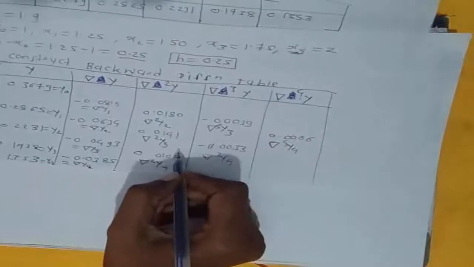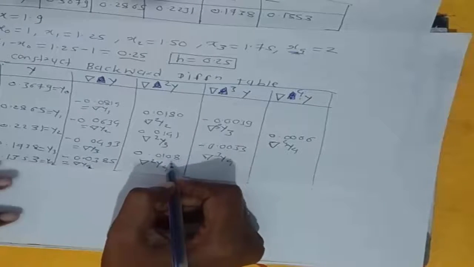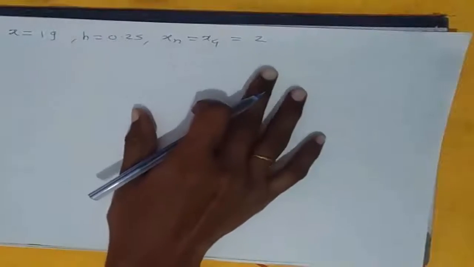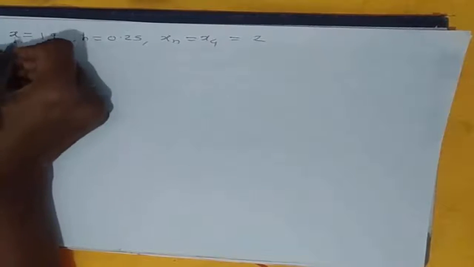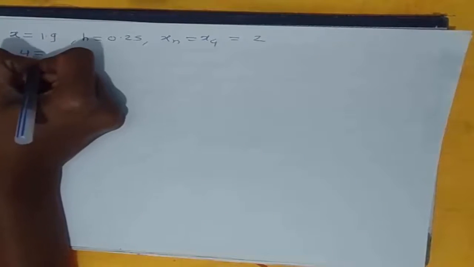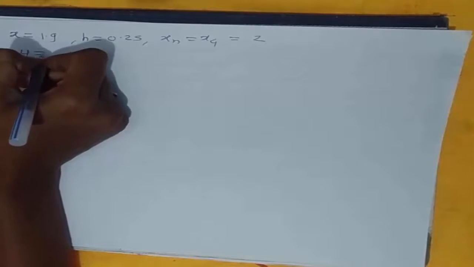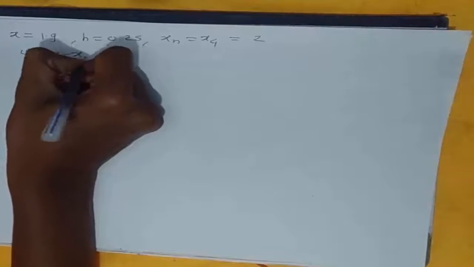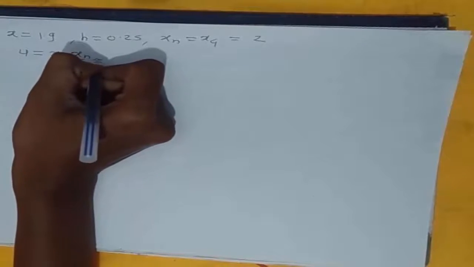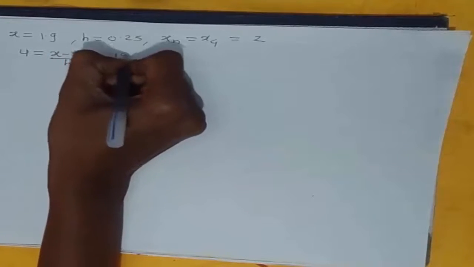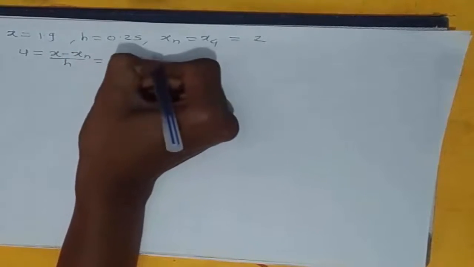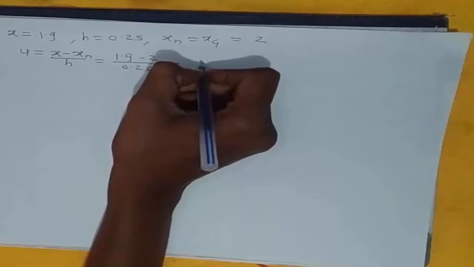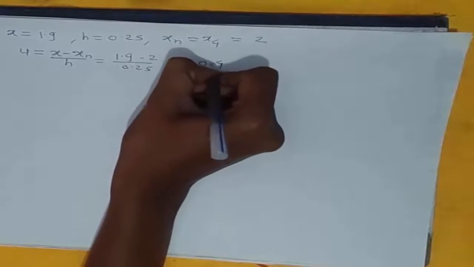In this backward difference interpolation formula we have to use the leading backward differences. So first we write the formula, and before that we find the value of u, because we have to use u in the backward difference interpolation formula. We can find u using this formula: x minus xn divided by h. So here x is 1.9 minus xn, that is x4, which is 2, divided by h, that is 0.25. By this calculation we get minus 0.4.